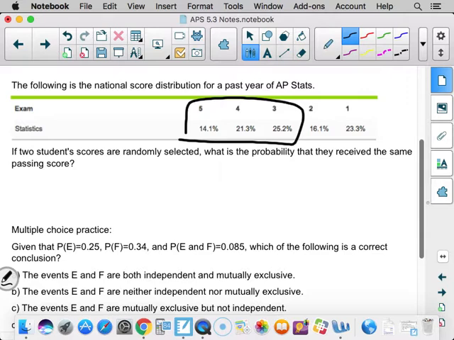That's not possible? I've had kids get 5s before. It's very possible.